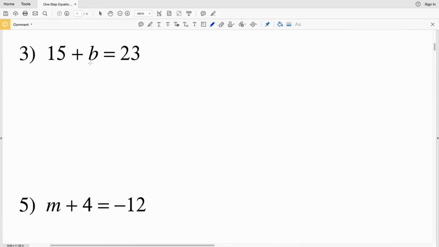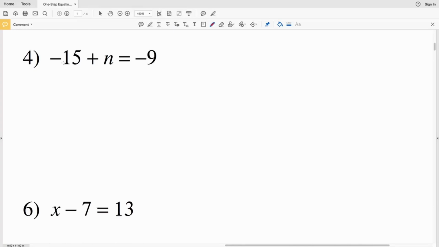Number 3, we're isolating the b, so we have to get the b all by itself. We're going to do that by subtracting 15. Subtract it from the left side of the equation and subtract it from the right side. 15 minus 15 we know is going to be 0, so that's going to leave us with b, and 23 minus 15 is 8. b is equal to 8.